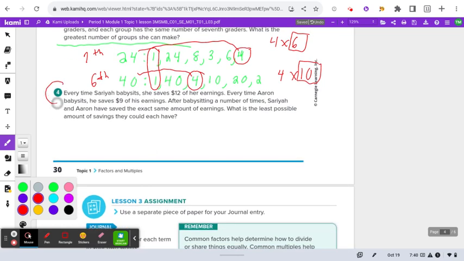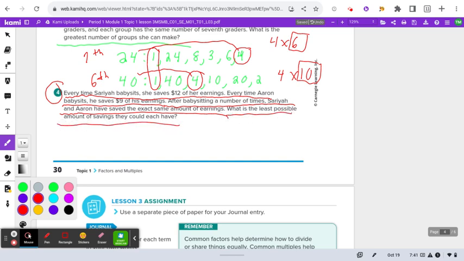And then last one here, number 4. So this one says every time she babysits, she saves $12 of her earnings. Every time Aaron babysits, he saves $9 of his earnings. After babysitting a number of times, Sarah and Aaron have the exact same amount of earnings. What is the least possible amount of savings they could each have? So you're looking for when they would match each other.